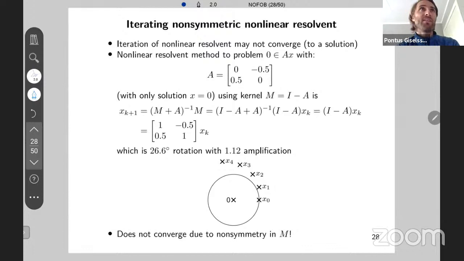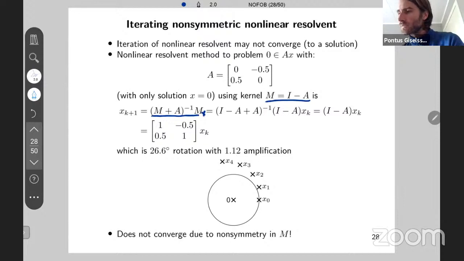One example is if we do this for 0 in Ax. Since A is single valued, we want to find an x such that 0 is equal to Ax. Since A is linear, just a matrix, x equals 0 is a solution, and for all other values of x it will not be a solution. So x equals 0 is the only solution. Now we construct a kernel M of this form: identity minus A. This is a trick that we will see later again, taking minus the operator that we're interested in.